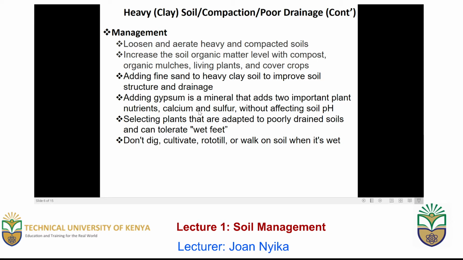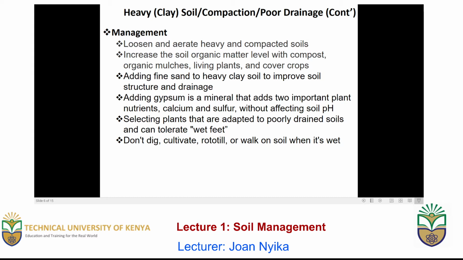These calcium and sulfur, as we saw in our previous class, were examples of the macronutrients. However, the challenge with these two is that they are likely to affect the soil pH so that it becomes so basic and therefore so saline. Another thing we can do is that we can select plants that are adapted for poorly drained soils.